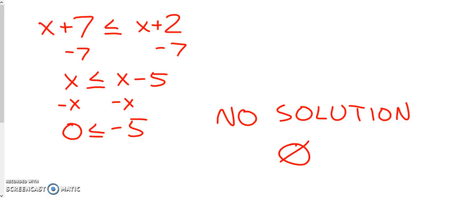I mean, if you think about it, if I take a number and add 7, how can that be less than the same number plus 2? It doesn't make any sense. All right. Yay.